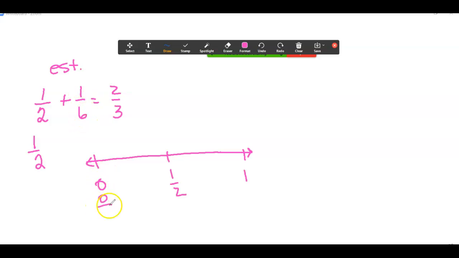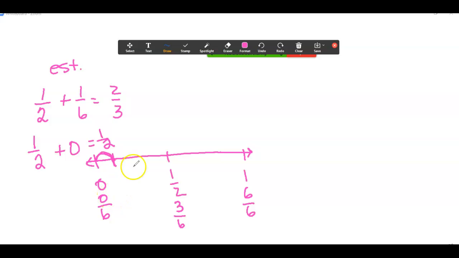Well, I know 0/6 is here. 6/6 is here. Half of 6 is 3, so this would be 3/6. Okay, so 1/6 would go about right here because it's only one piece away from 0. So I would say that this 1/6 would round to 0. So 1/2 plus 0 would be an estimate of 1/2.